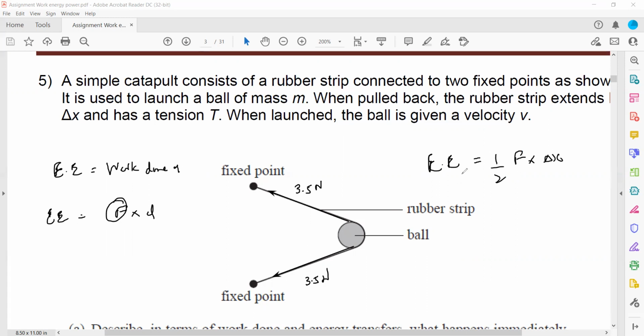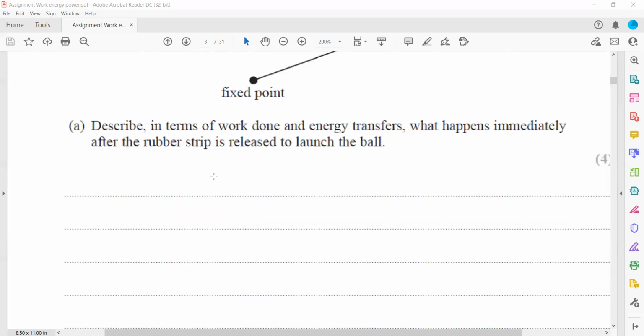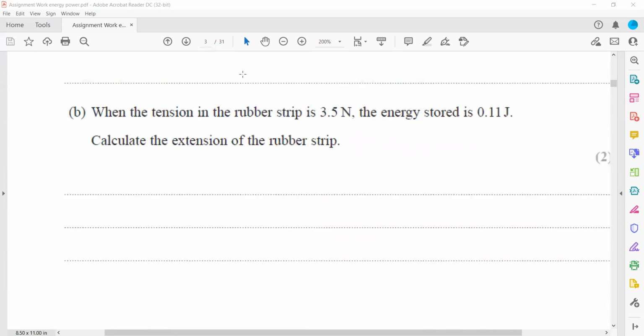So you don't have to calculate the average force. So elastic strain energy is half F into X. Now what about the force acting on this? A 3.5 Newton and 3.5 Newton. So the total force which is acting on the ball is 7 Newton.